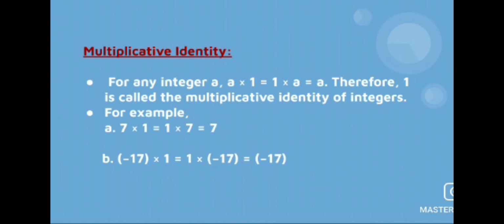In addition, while we were discussing, I said 0 is the additive identity because whatever number they are giving, when you add 0, you will get the same number as the answer. That's why 0 is called the additive identity and 1 is called the multiplicative identity.